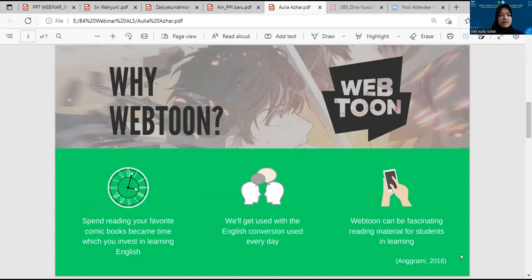according to Angraini, Webtoon can be fascinating reading material for students because intensive reading in English teaching and learning has many problems, especially dealing with limited class time and uninteresting material. Teachers can develop Webtoon as an extensive reading material to motivate students to read enthusiastically and enrich their vocabulary. Reading Webtoon also makes you more used to everyday conversation in English. So extensive reading for low and medium proficiency learners is essential to use graded readers because they are written within controlled vocabulary, so the learners can read without being burdened by too many unknown words. How are the unknown words in graded readers learned? We can see on the next slide.